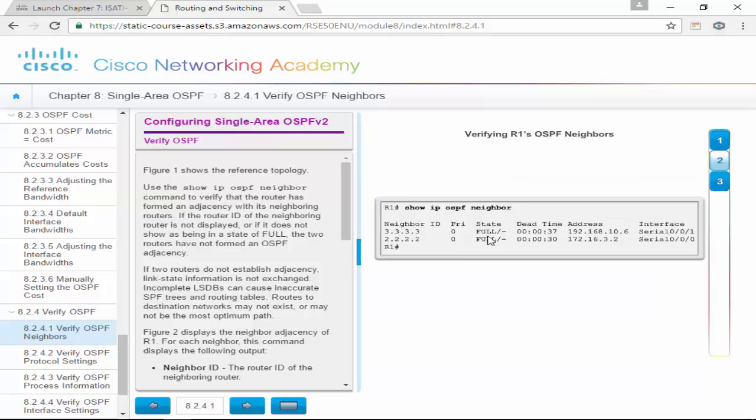It also shows what state you're in. So if you're stuck in a two-way state, you know that you haven't formed a full adjacency. So it could be that there's a password on, there could be a lot of things going on. Maybe you change the hello timers or something like that.